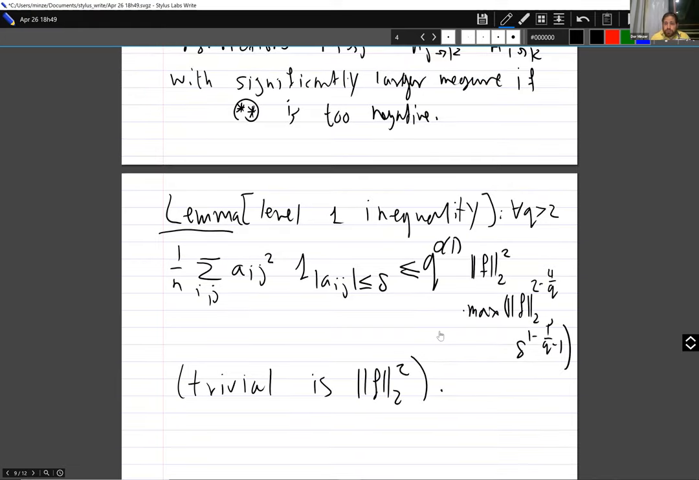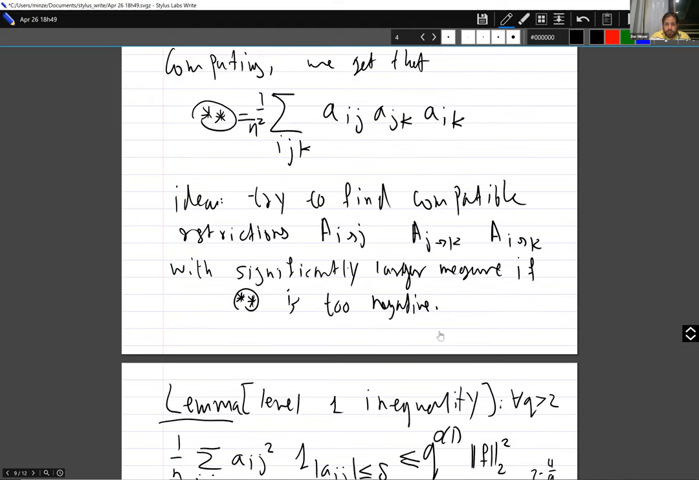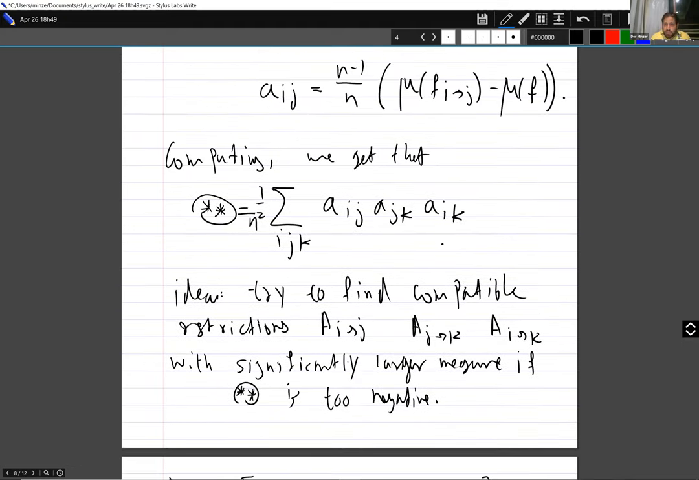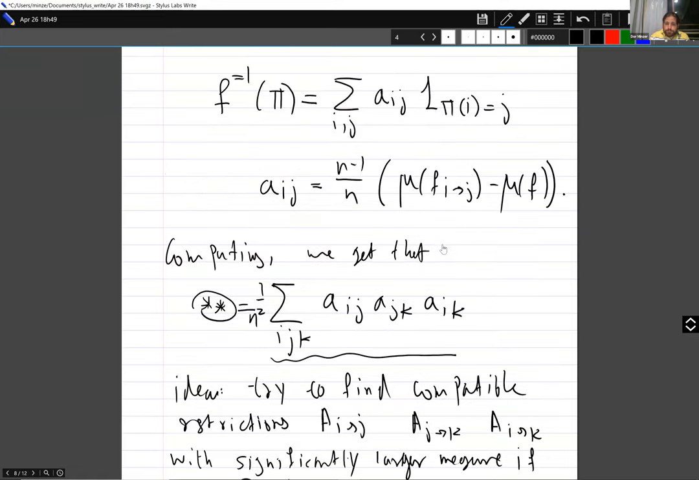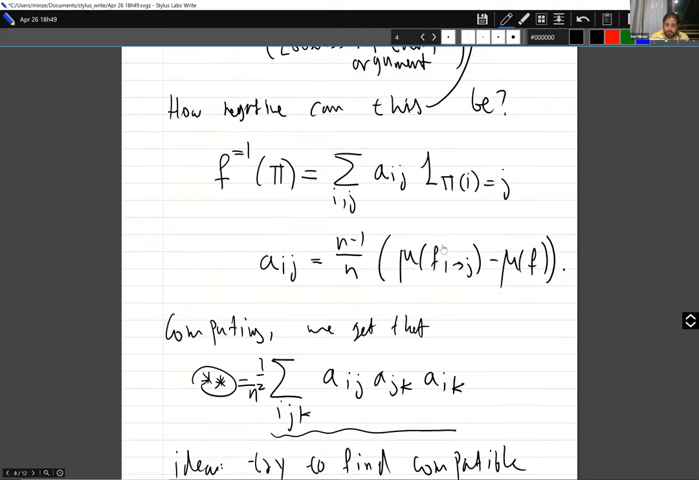So using this improved level one inequality, we managed to show that if you look at the sum, then the contribution does not actually come from places where each one of these is simultaneously small. So there must be at least one or even two of them that are large. And then we're in a better shape to finish the argument. So you still need to do more work, but this is the key idea of how to use global hypercontractivity for this problem. And yeah, any questions?